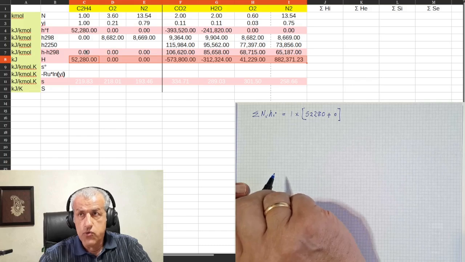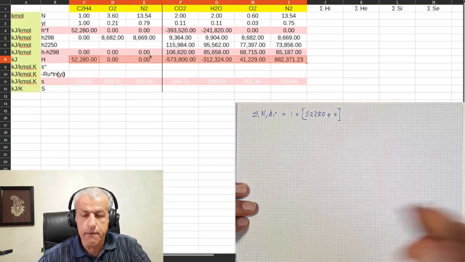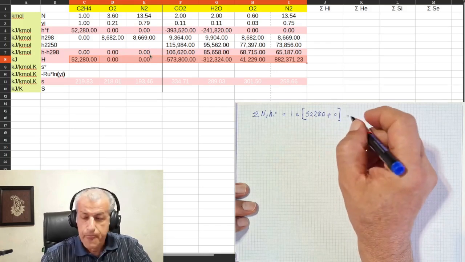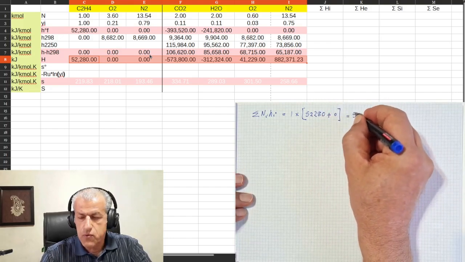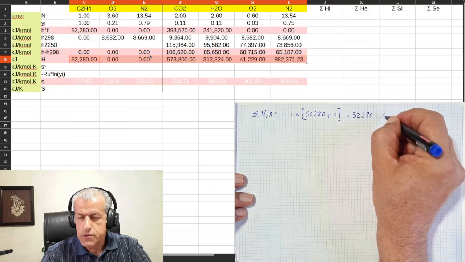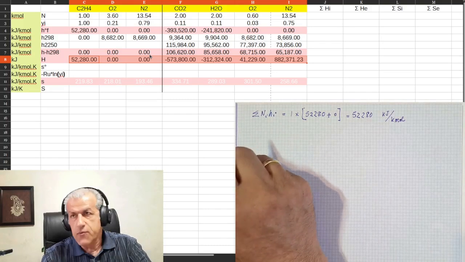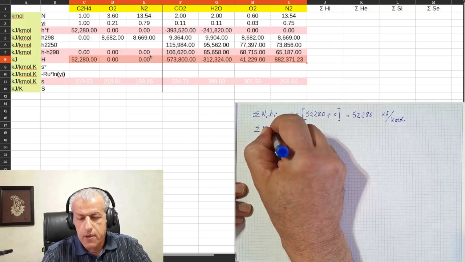C2H4. For O2 and N2, their enthalpies of formation are 0, and the sensible enthalpies are also 0, and therefore we shouldn't write them any longer. And the total value for the enthalpy of reactants would be 52,280 kilojoule per kilomole. Now, as for products, it would be more informative to calculate the enthalpy of the product.